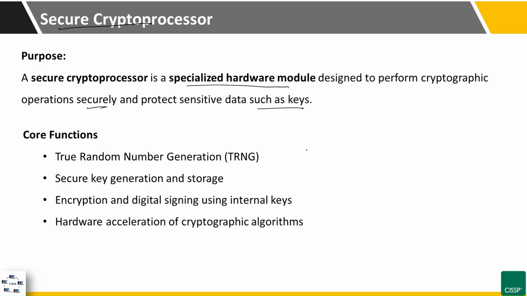These are the core functions of a crypto processor: to generate true random numbers, secure key generation and storage such as private and public keys, encryption and digital signing using internal keys, also known as the private keys, and hardware acceleration of cryptographic algorithms.